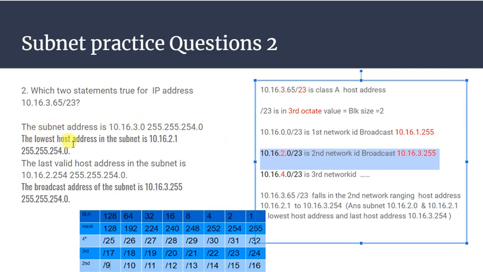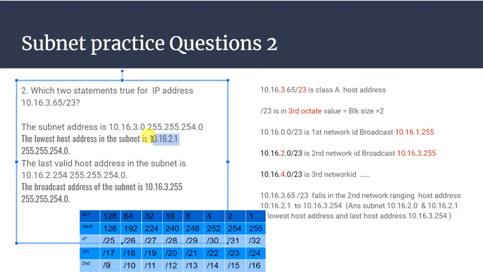The lowest address in the subnet is 10.16.2.1. Yes, the starting address is 2.0, so the lowest usable IP is 10.16.2.1. And the valid host address in the subnet is this one. They are saying the last valid is 2.2.